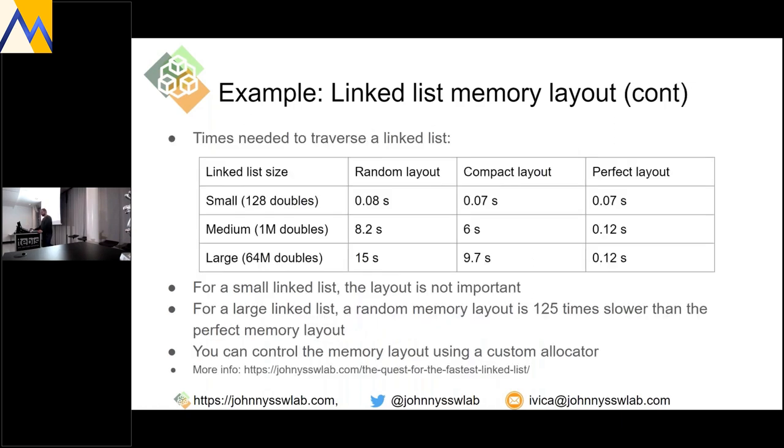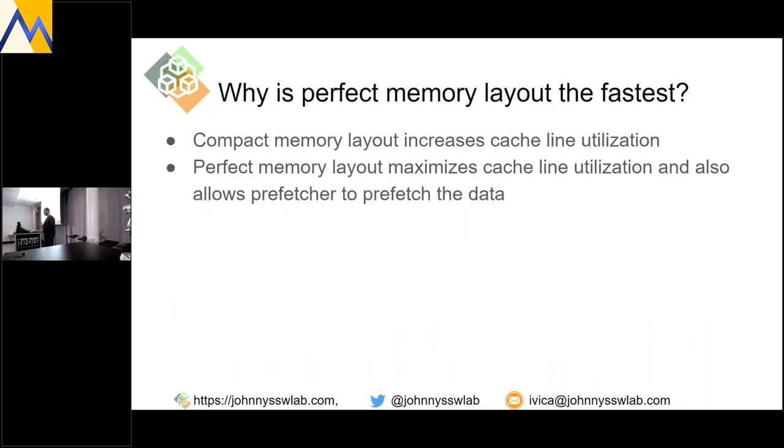I did a test on that one, and these are the numbers. When the linked list is really small, the memory layout doesn't matter, it's all the same. But when it's really large, the random takes 15 seconds, the compact 9.7, and the perfect 0.12. Now you understand quite logically that perfect layout does not come cheap, and maintaining a perfect layout can be really complex. Sometimes it's not worthwhile, but you need to be aware of these numbers. So the perfect memory layout, why is it faster? Again, the cache line utilization is the best, because everything you get from the memory you actually use. And the second thing is that the prefetching mechanism can be activated because the memory access pattern is predictable.